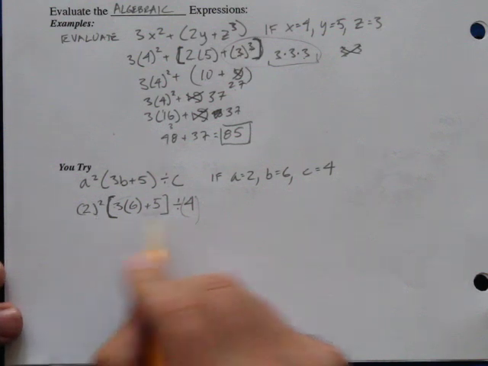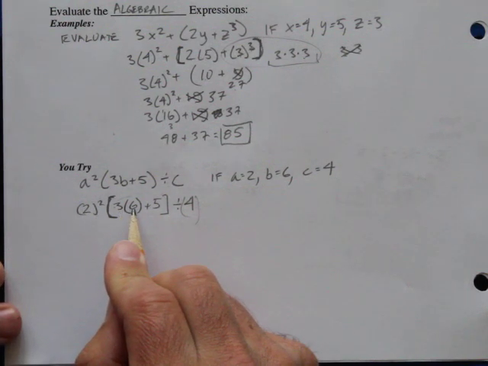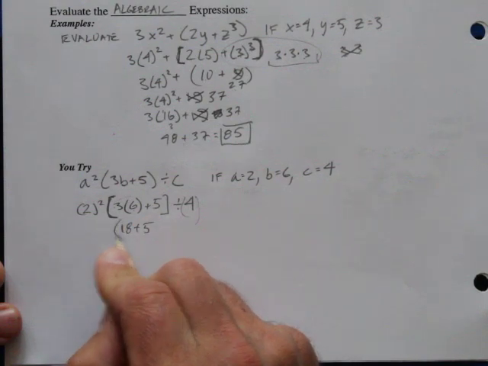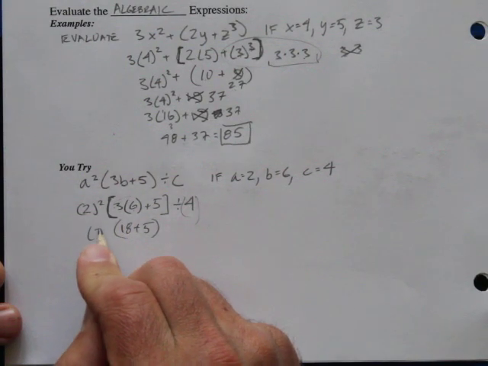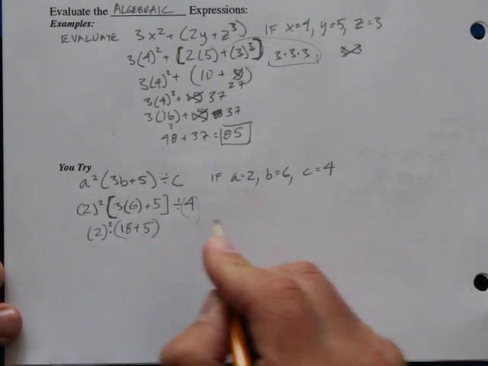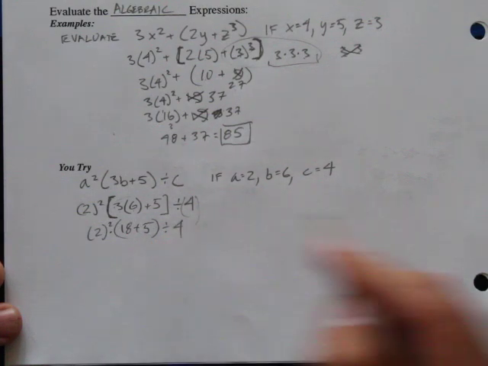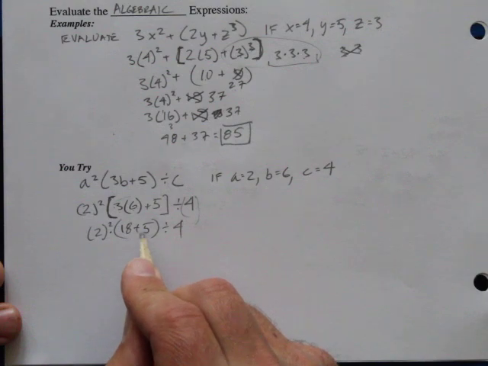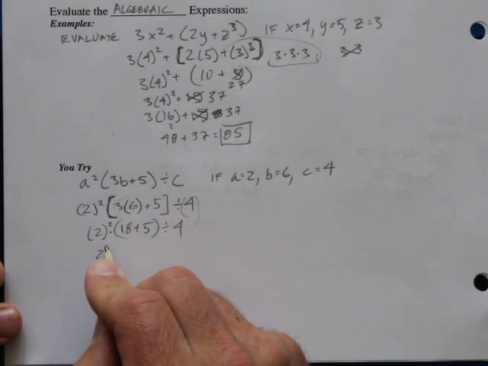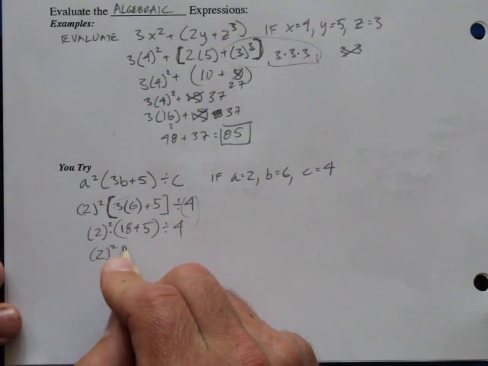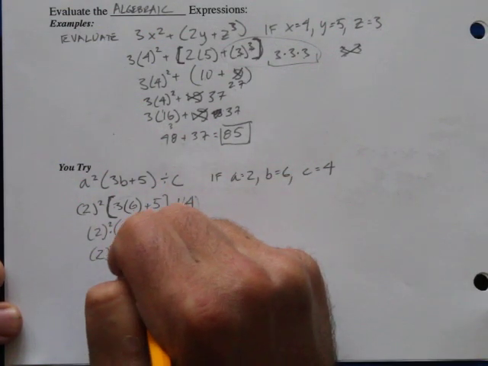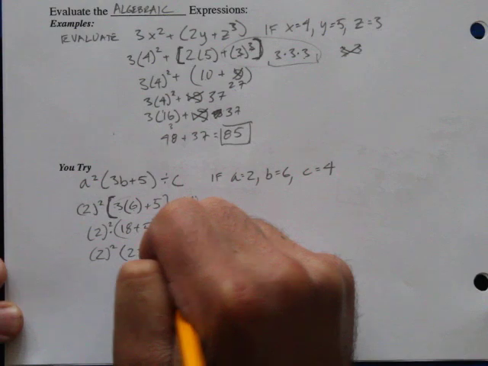Okay. Let's finish it out now. 3 times 6 is 18 plus 5. That's my parentheses. I still got my 2 squared here times that, and I've got my divided by 4 going on. So now I'm going to do this parentheses here still. So 2 squared times 18 plus 5, which is 23, divided by 4.